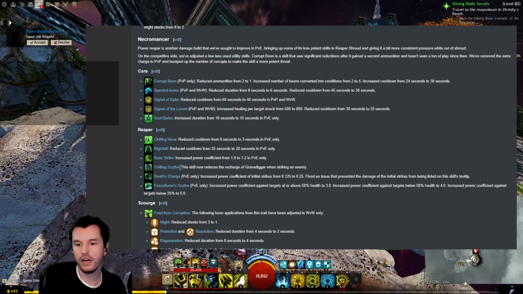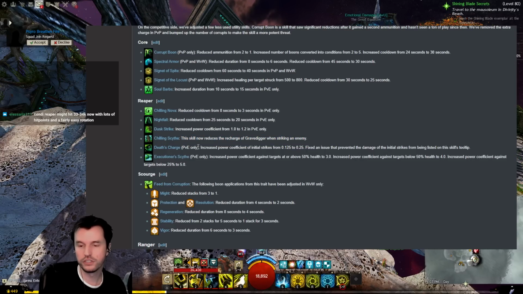Chilling Scythe, which I believe is the third hit of the Greatsword auto attack chain. Correct me if I'm wrong, friends. The skill now reduces the recharge of Gravedigger whenever it hits an enemy. So I believe that's every third auto attack hit, your Gravedigger gets reduced cooldown.